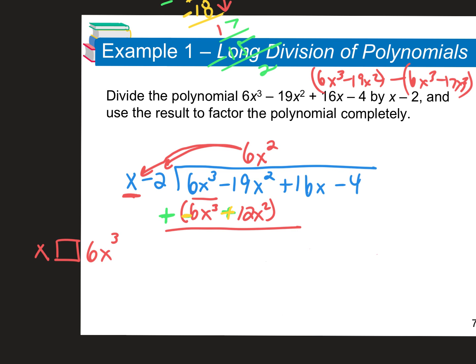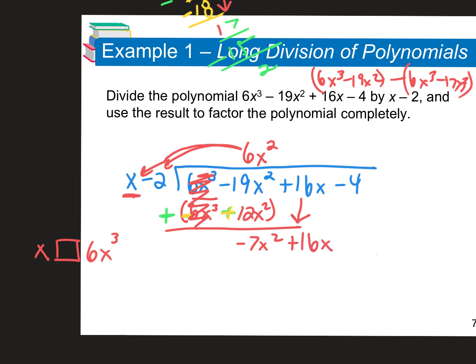Hold on, let's just follow along, and then if this is a process, it's going to go a bunch of times. Negative 7x squared, good. What happens with my 6x cubed minus 6x cubed? It cancels, and then what do I do with positive 16x? Bring it down, and we're going to do the process all over again.